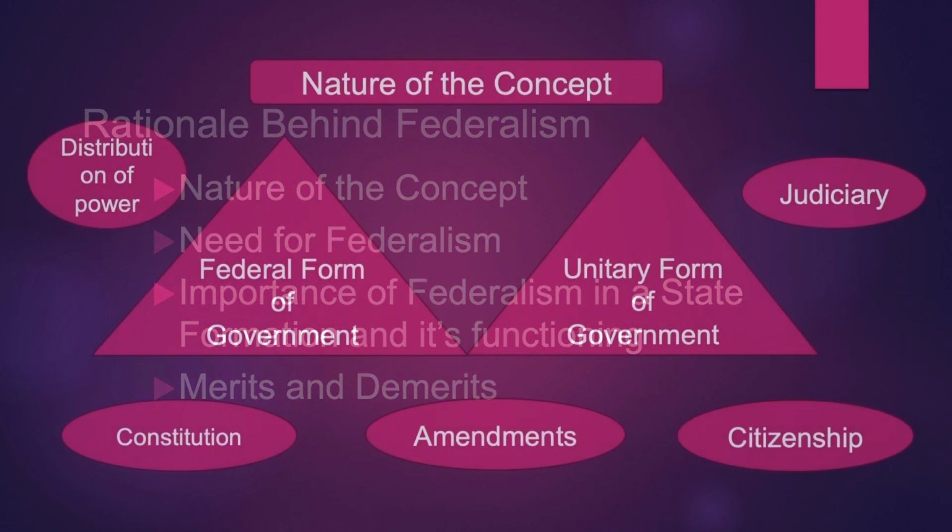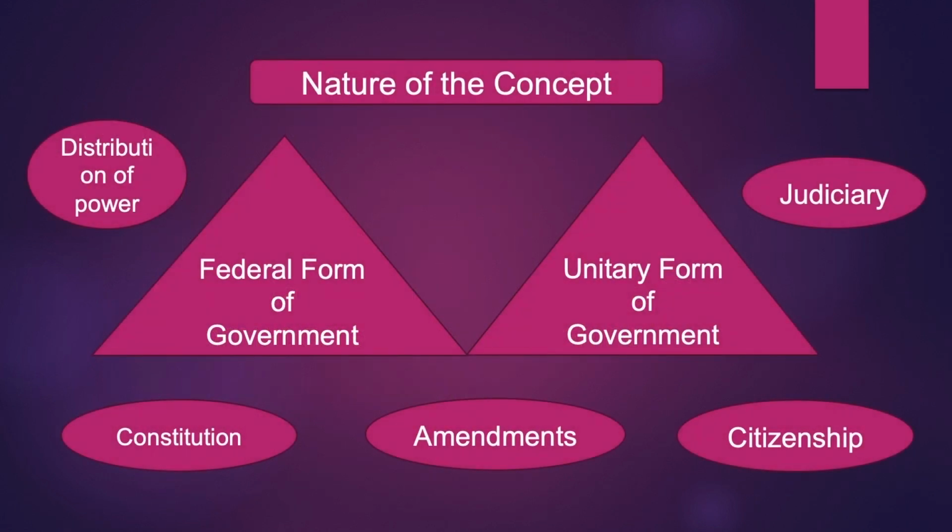So, when we talk about the nature of a certain concept, we need to understand that there are two different types of government, that is federal and the unitary, and we will be reading simultaneously how the nature is being defined here. That is the distribution of power. When it comes to federal form of government, there has to be a minimum of 2 levels for the distribution of power, but when it comes to unitary government, there is one concentrated power.